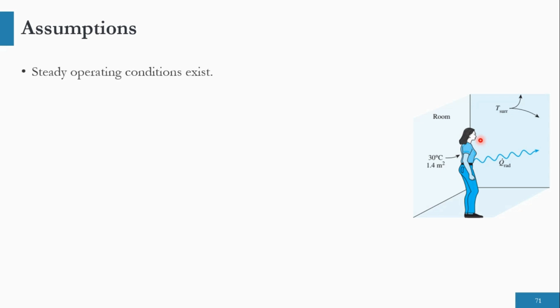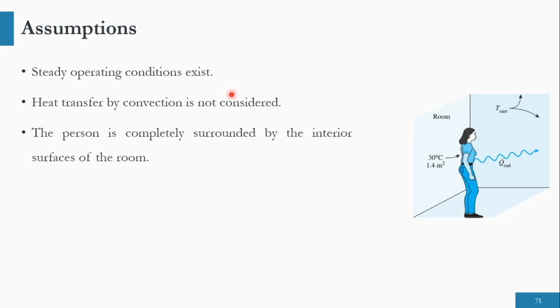Number one, steady state operating conditions, so there is no change with respect to time. Number two, we do not consider any heat transfer by convection. This is a pure radiation example, so we will not be considering convection heat transfer in this system. The person is completely surrounded by the interior surfaces of the room. There is no other interaction with this person, and the surrounding surfaces are at a uniform temperature. So we are just simplifying our problem. Otherwise, in reality, there are obviously some different aspects which need to be considered.